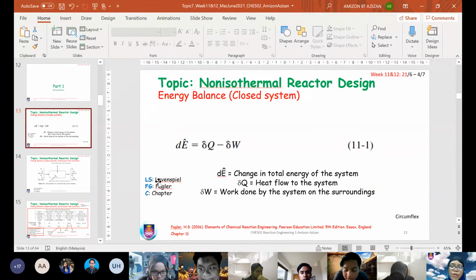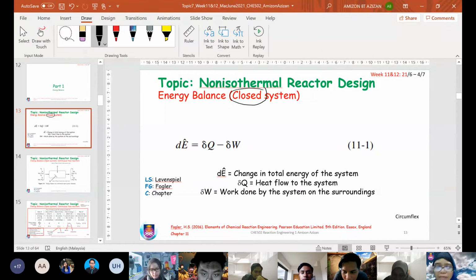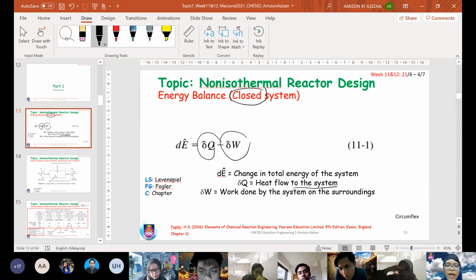So when we want to write the energy balance, we have to know how to write the equation for a system. So let us start writing the energy balance for a closed system. Here we have the heat flow to the system minus the work done by the system. If the system receives heat, then work can be done.